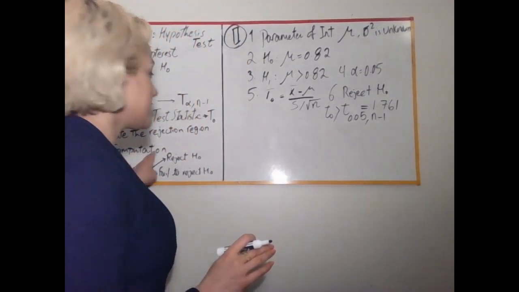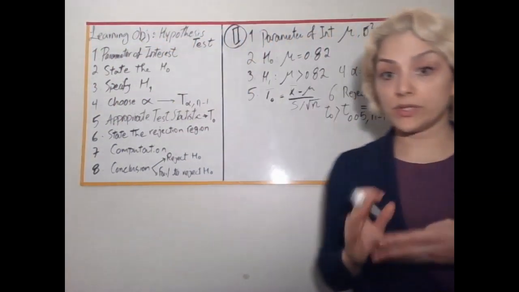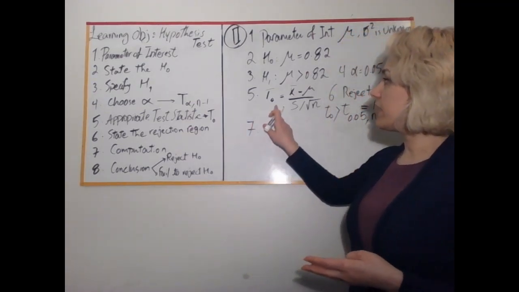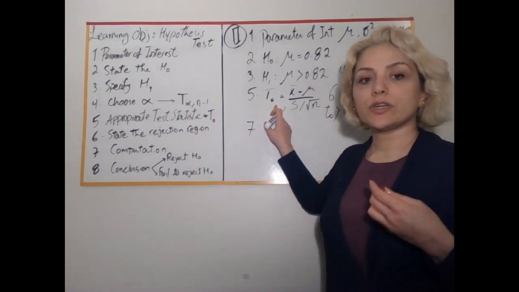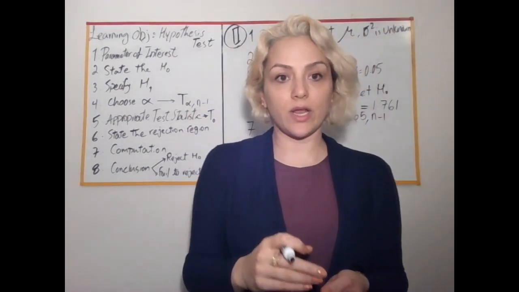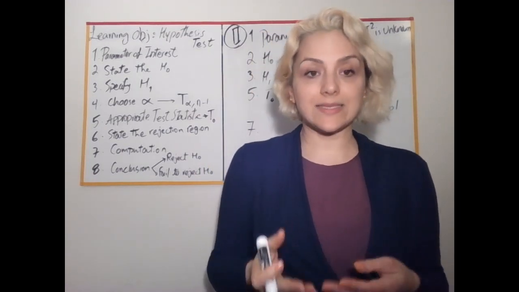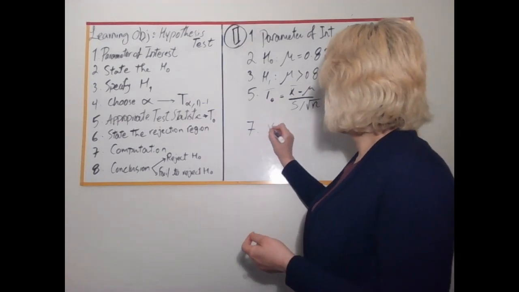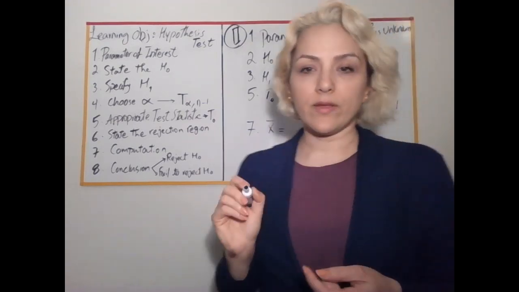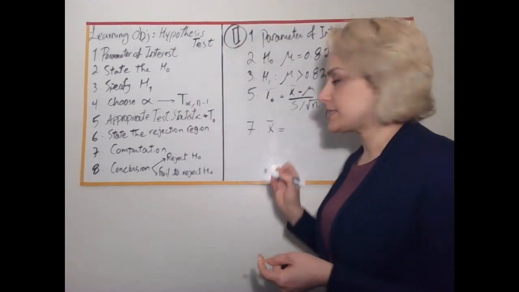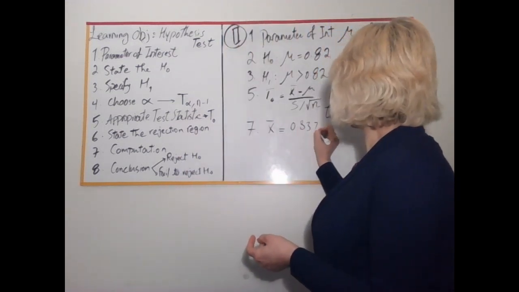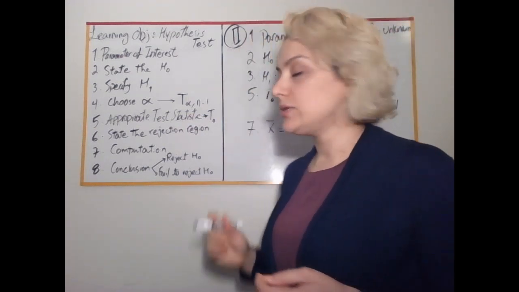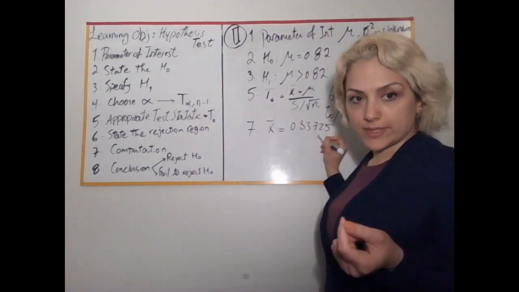Step number 7 is the computation. Basically, in the computation step, we are going to find the amount for the t null. For this, we need to put in all the values, like we found the x bar and we found s from our sample. So we need to find x bar from the sample. When we calculate it, x bar is going to be 0.83725, and then we need to find our s value, the standard deviation from our sample.